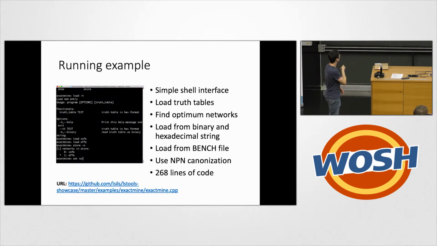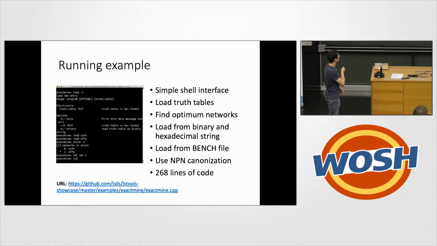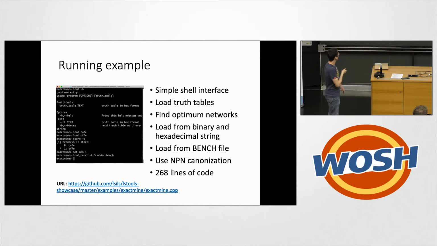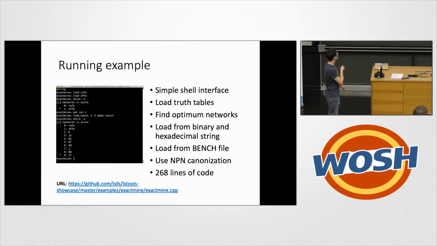You can show which function you actually loaded. You can do NPN canonization. I don't go into the details here. If you don't know what it is, you can look it up in a paper. And you can load all these functions from a file. So our 3 variable functions from this file, you see all these functions which are inside. Then you can select one of these entries from the store.